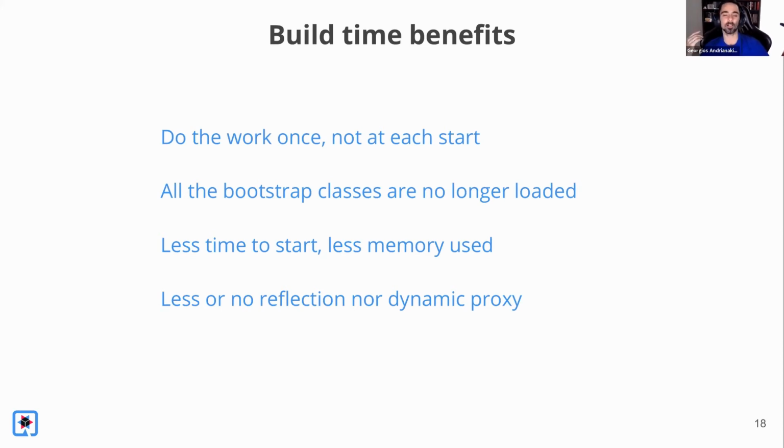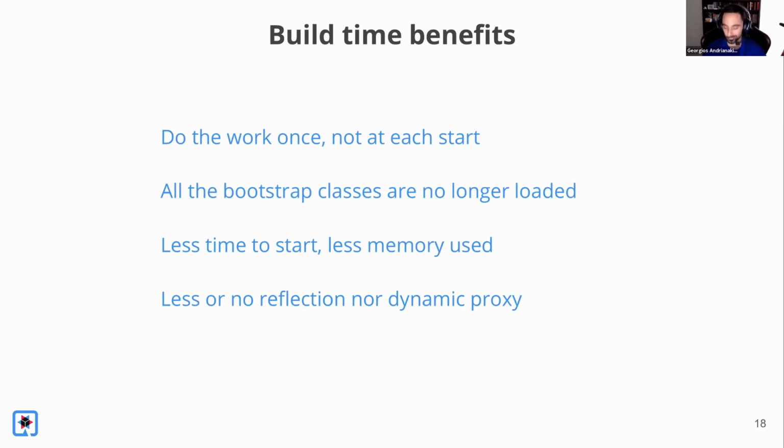And that means that first of all, you don't need all the bootstrap classes that are needed to create all this metadata information. So think, for example, for Hibernate, the XML parsing related classes are only needed to parse the persistence XML. If your application is not using XML, which most likely it won't be, then all this ton of classes that deal with XML are not needed at runtime, and that's a very significant improvement when it comes to memory usage, right?